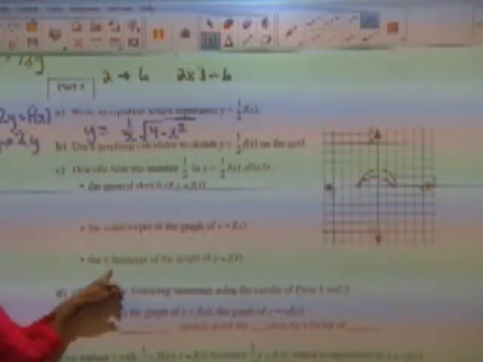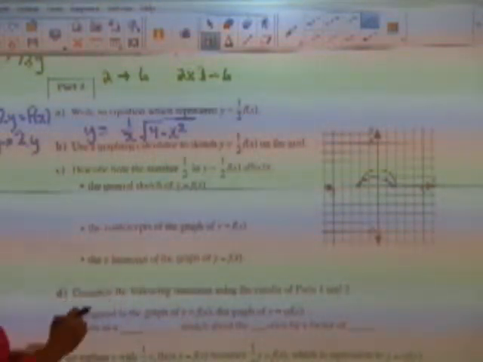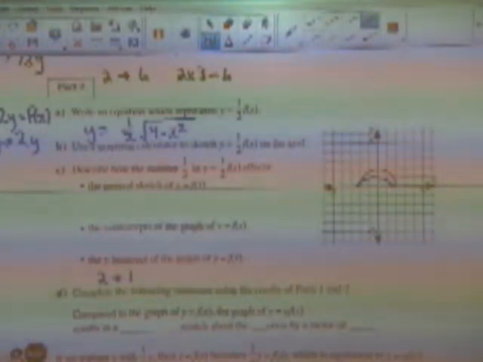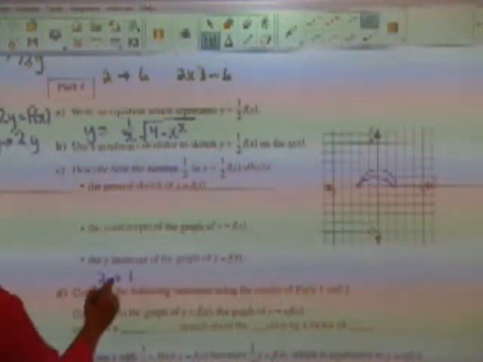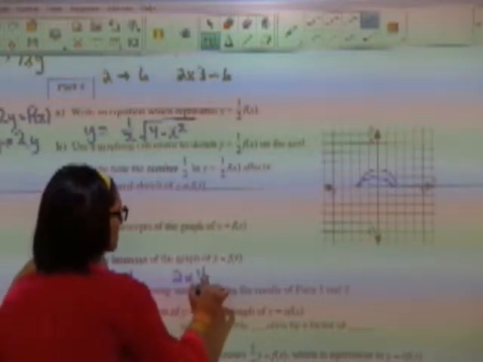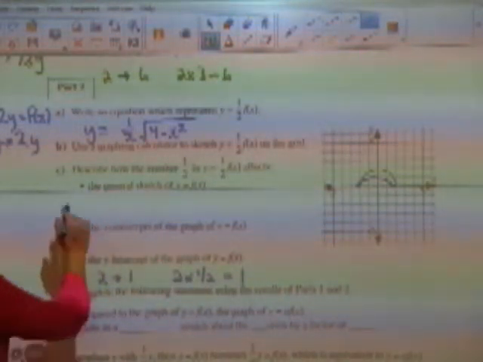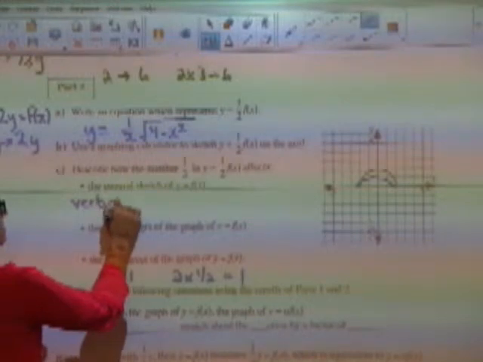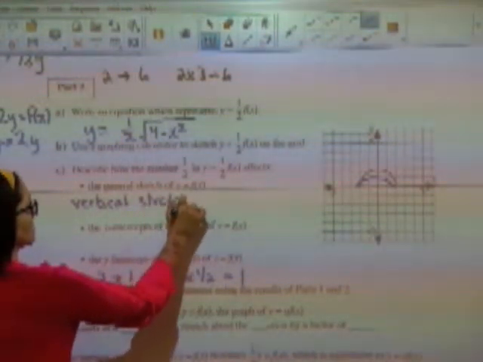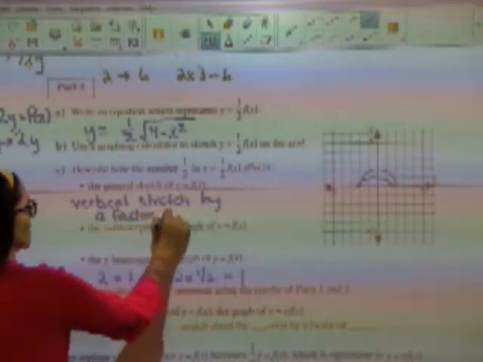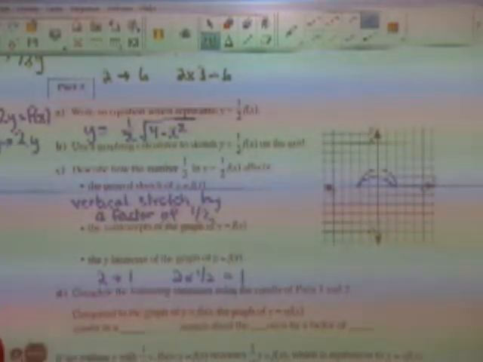So let's look at the y-intercept, because the y-intercept is going to help us. We went from 2 to 1. What can I multiply by 2 to get to 1? 1/2. So 2 times 1/2 equals 1. So that 1/2, that's my stretch factor. So I have a vertical stretch by a factor of 1/2.